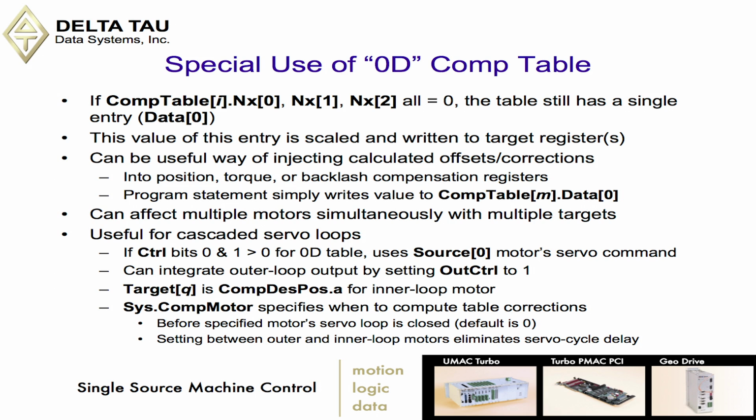You could also make it for doing special cascaded servo loops where you stick 2 servo loops together. We have an application note that you can download from the forum that describes some of the techniques of using compensation tables for doing this.